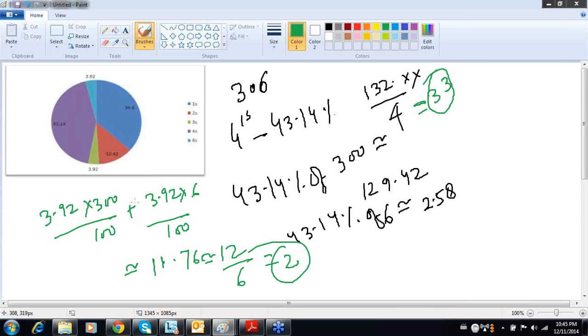Okay, so here you are seeing that as soon as 3.92 of 300 will come out to be around, it will be more than 9. So that means it will be more than 1. We have only two options for 6s: one is 1, one is 2. So we'll go ahead and mark option number E, which has 2 6s. Got it, everybody?